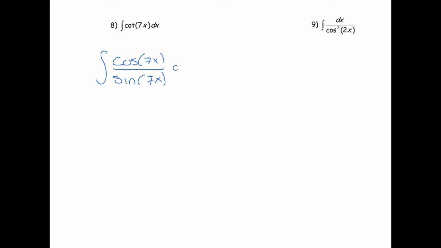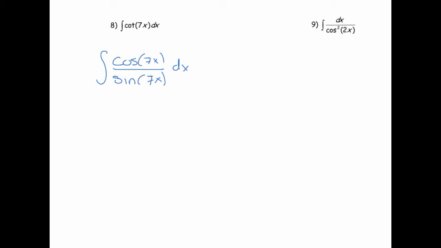This gives me more options in terms of what I want to use for my substitution as well. And that cosine and sine are nice because they're related to each other via derivatives, right? The derivative of sine is cosine, the derivative of cosine is negative sine. So what should I let my u be?